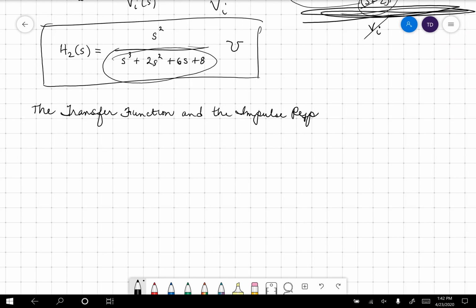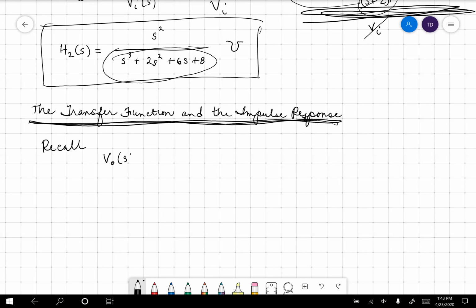So make sure we're all on the same page. When we talk about the impulse response, it is when my input is an impulse, what is the response that comes out? I hope you enjoy this. So let's recall that we know the O of S is equal to H of S times VI of S.